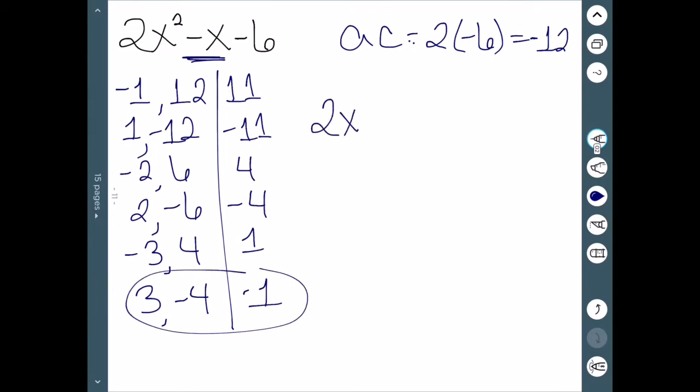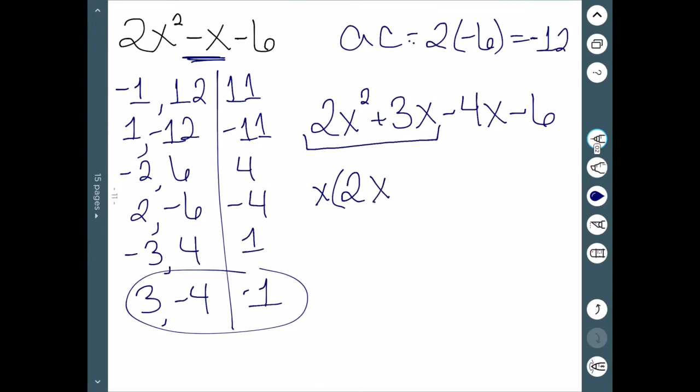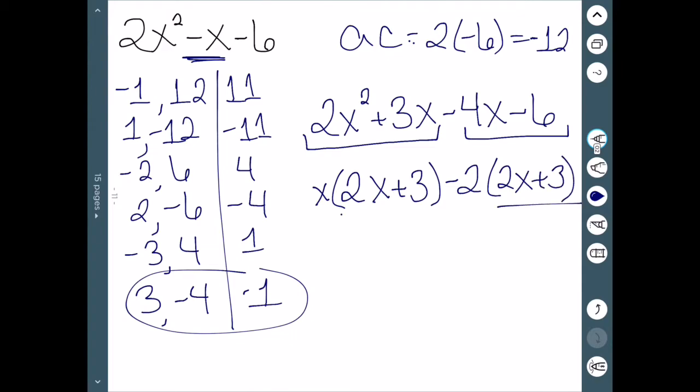So now we write this as 2x squared plus 3x minus 4x minus 6. If I look at the first two terms, I can see they have an x in common, so I'll remove that, and I'm left with 2x plus 3. My next two terms have a 2 in common, but since they're both negative, I'll actually remove a negative 2 to get 2x plus 3. And now we have the 2x plus 3 in common. So when I remove that, I'm left with an x and a minus 2.